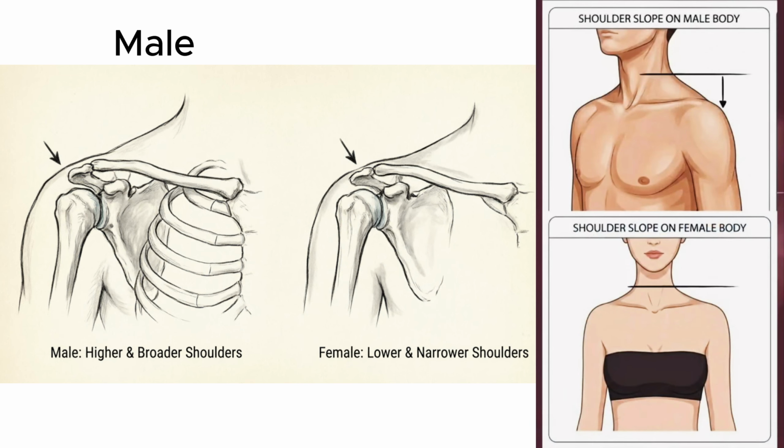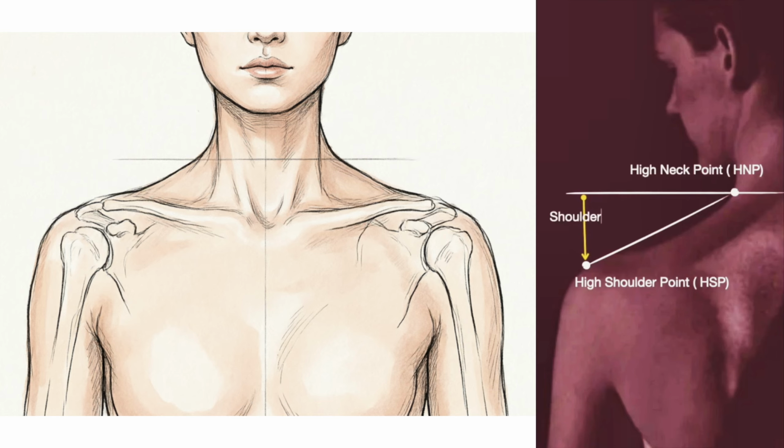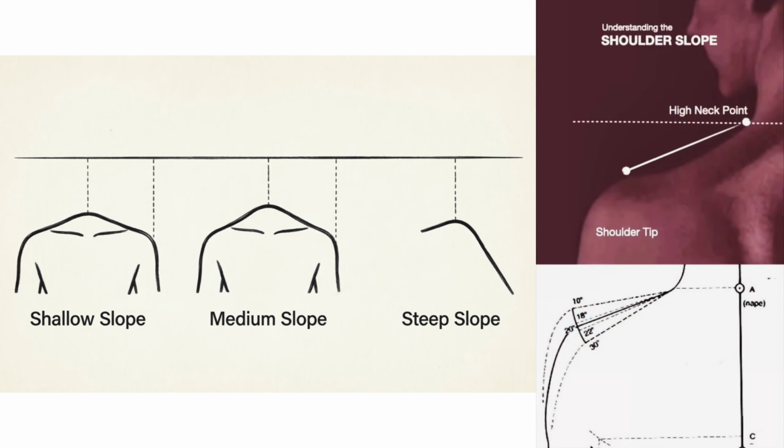Generally, male body types have higher shoulder slope than female body types. To understand shoulder slope clearly, we use a horizontal line from the high neck position as a reference line. The lower the shoulder tip falls from this line, the greater the shoulder slope. It is broadly classified into three main types, based on the body posture and skeletal structure of the body.